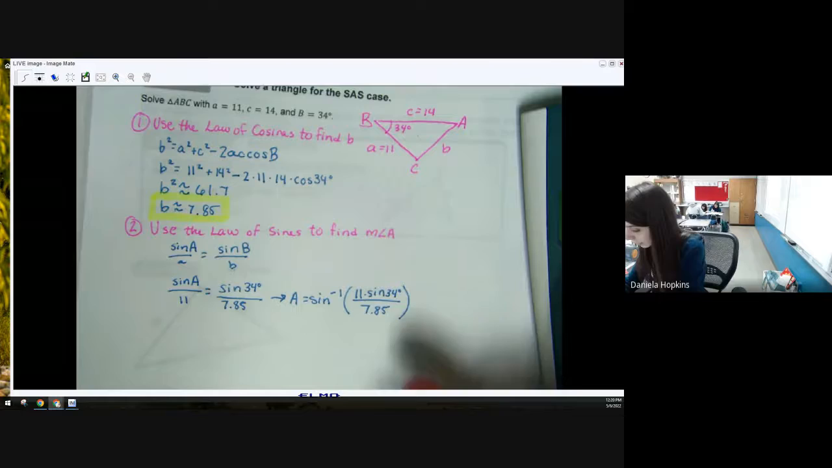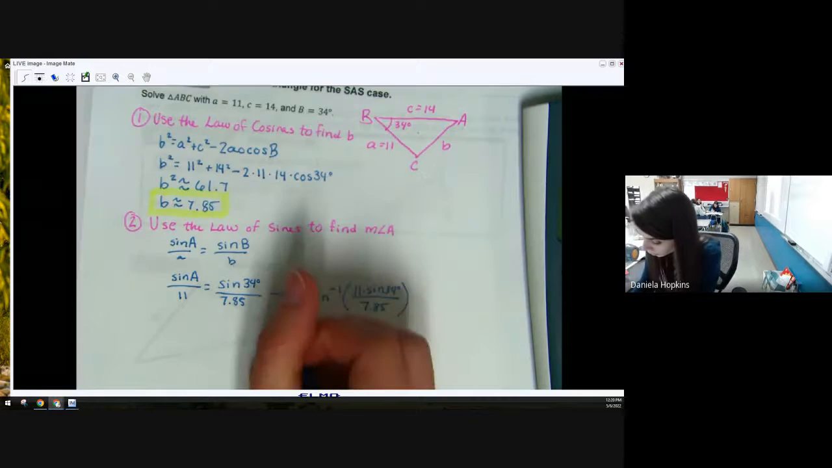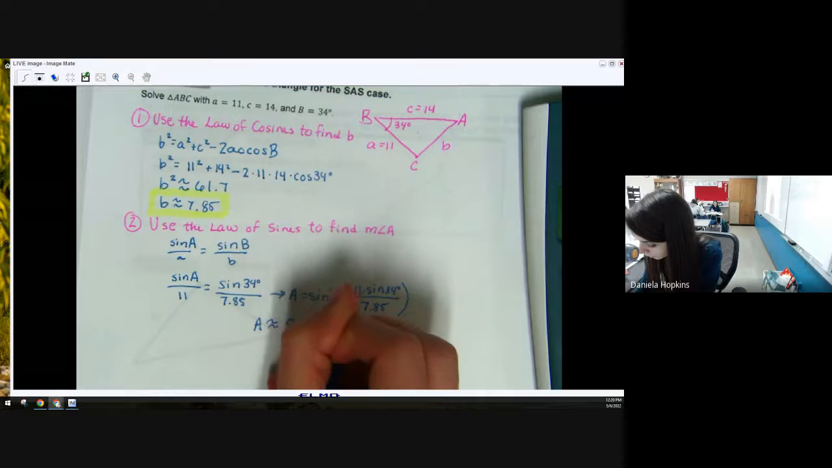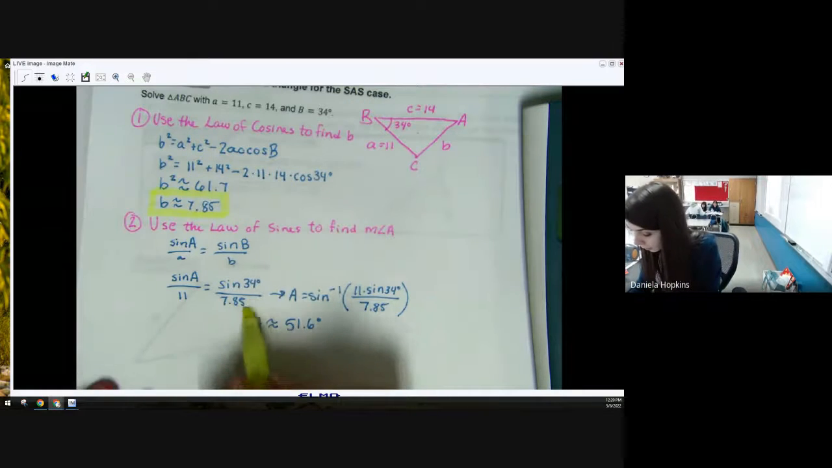So when you type all that in, you would type 11 times sine of 34, close that parenthesis, divided by 7.85, and you end up with A is approximately 51.6 degrees, which is what your book said, and that's what we're going to circle, and that's all good.